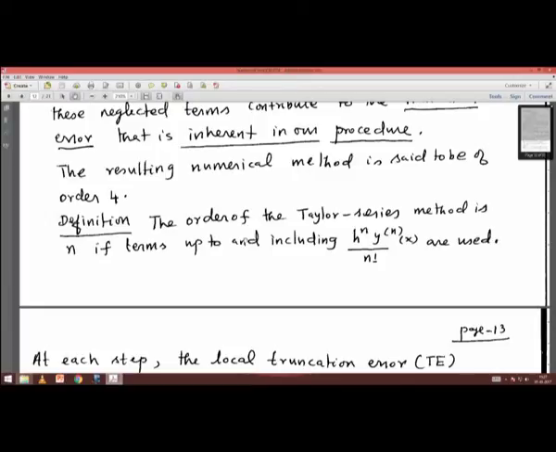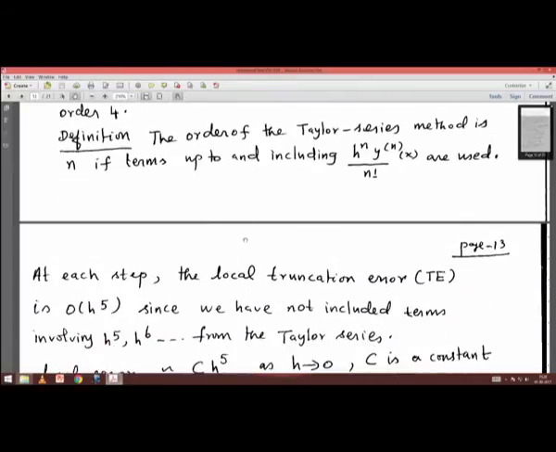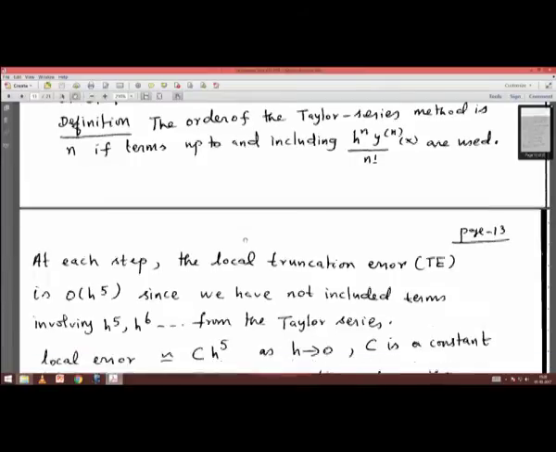So, it includes in the Taylor series terms up to h to the power of 4, and terms of order of h to the power of 5 and higher orders are neglected. Then we have the Taylor series method of order 4. So, we give the definition. The order of the Taylor series method is said to be n if terms up to and including h power n by n factorial into nth derivative of y are used in the computations.